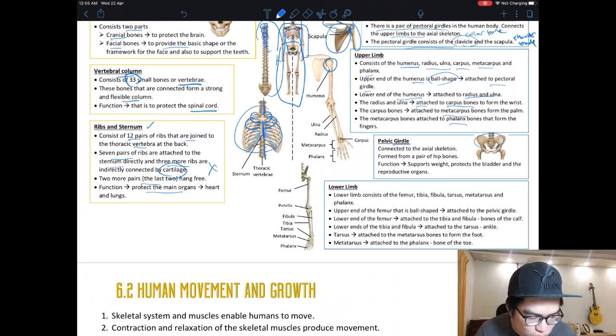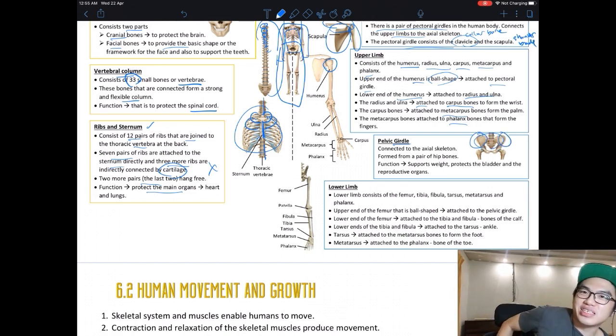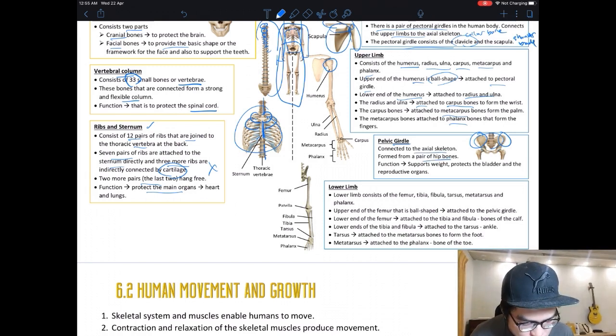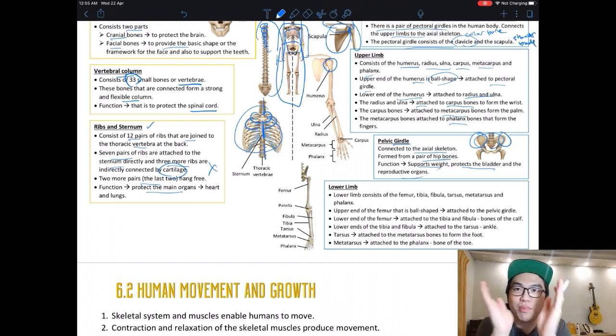So these 2 bones, you can actually feel them here at the side. When you press the side of the hip, you can actually feel the bones. Connected to the axial skeleton, it forms a pair of hip bones. The function is to support weight and protect the bladder and reproductive organs. This is like a bowl.